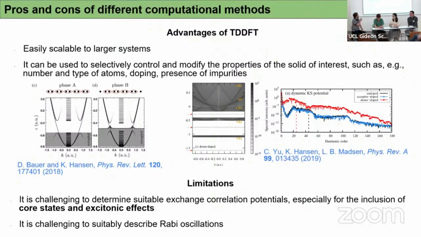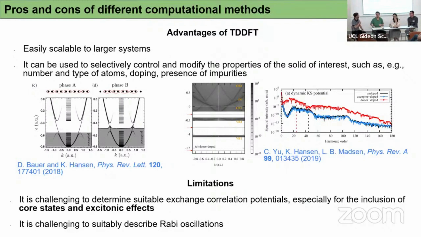So of course this is easily scalable, and so it's particularly suitable if you want to treat larger systems, but it's also being used to treat smaller systems, where you might want to selectively control the position of the atoms without having to fit all your parameters as you would have to if you were to solve the semiconductor Bloch equations, for example. And these are two examples that I'd like to mention.